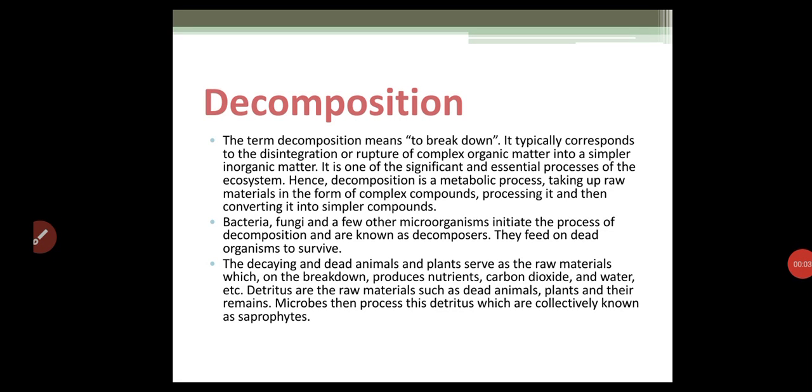So now we are going to discuss something called decomposition, decomposers. The term decomposition means to break down. It typically corresponds to the disintegration or rupture of complex organic matter into simpler organic matter. Okay, so what happens when organisms like plants and animals die?